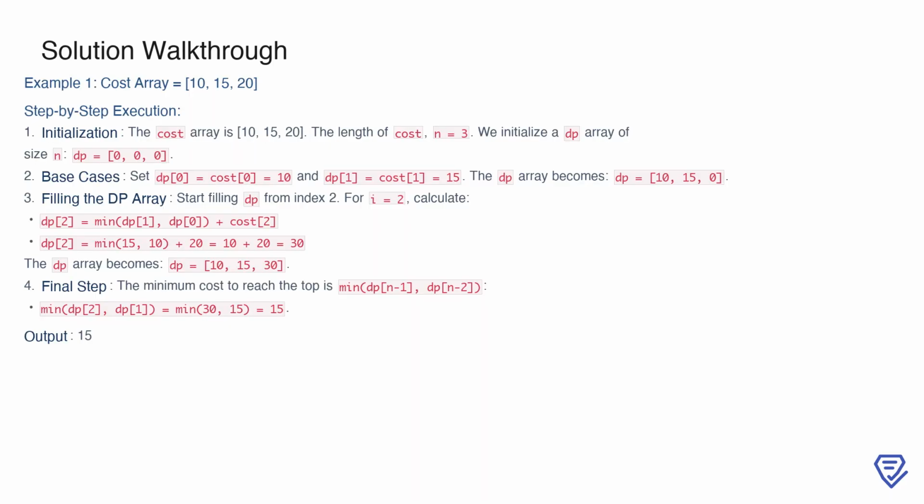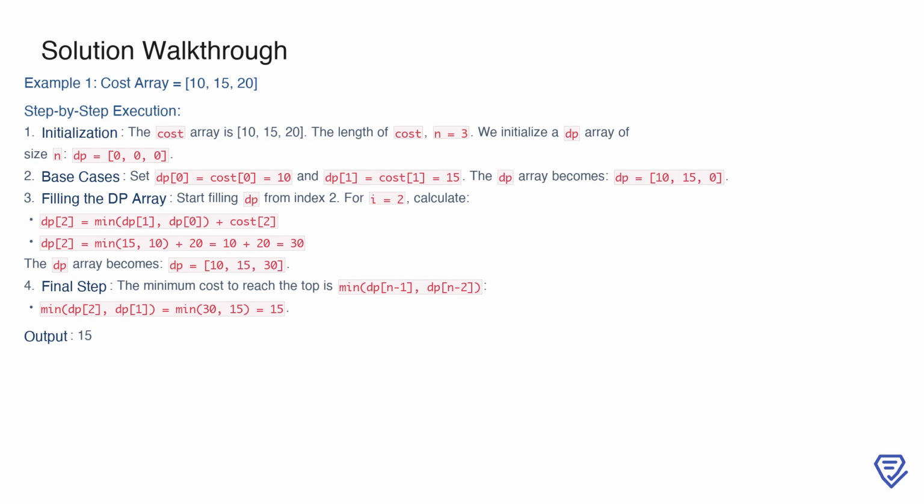To solve the problem, we start with the given cost array, 10, 15, 20. The first step is to initialize the dynamic programming array dp with the same length as cost, which is 3, and set all its values to 0. Next, we define our base cases. dp[0] is simply the first cost, which is 10, and dp[1] is the second cost, 15. At this point, the dp array looks like 10, 15, 0.